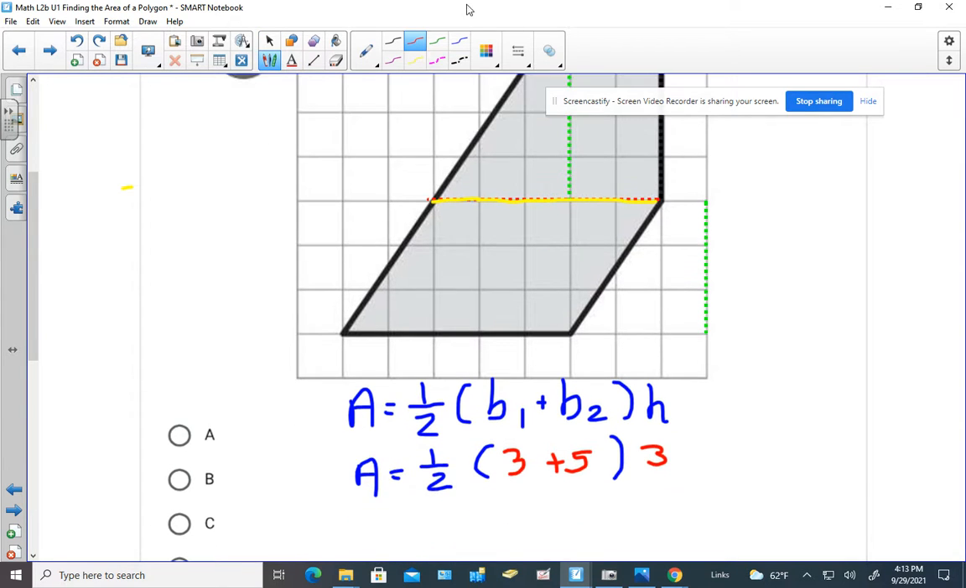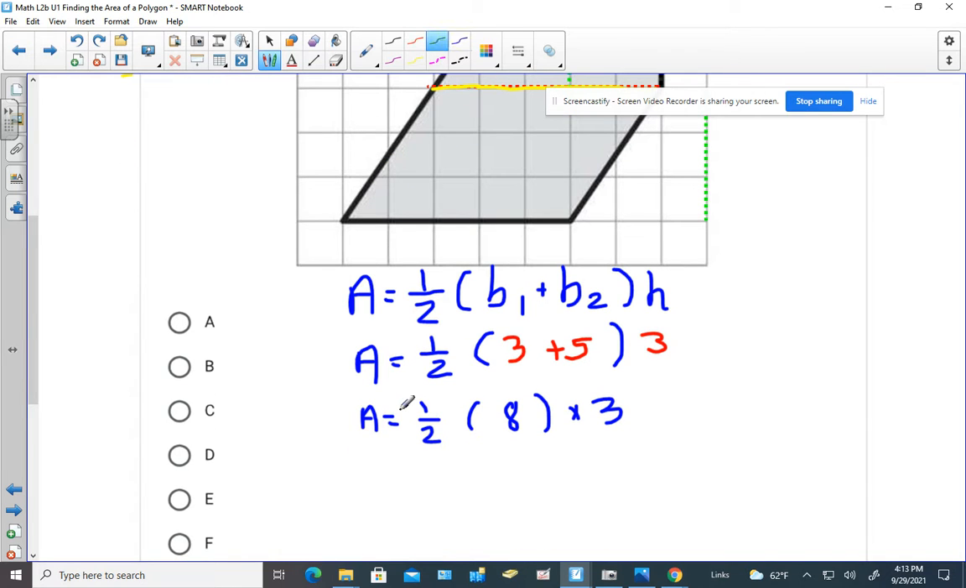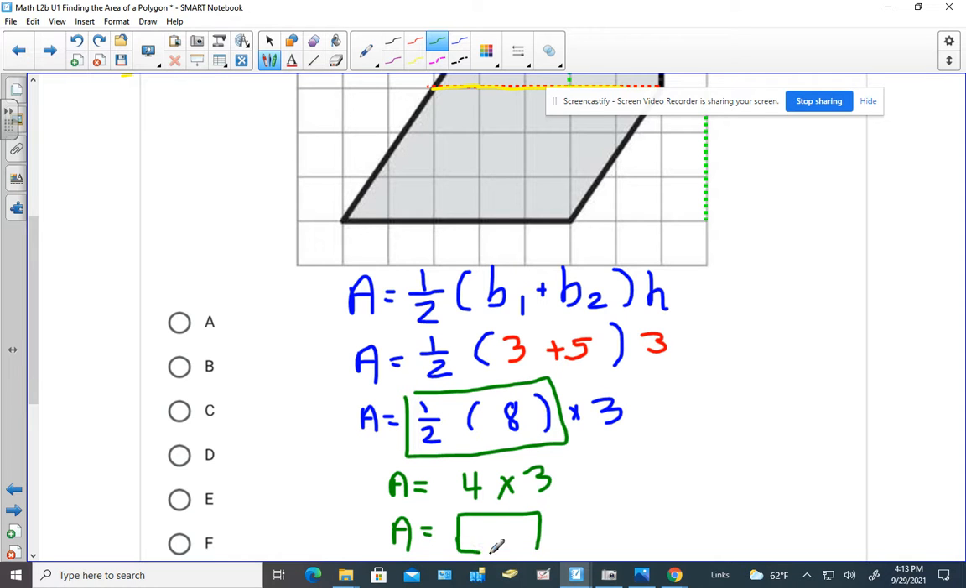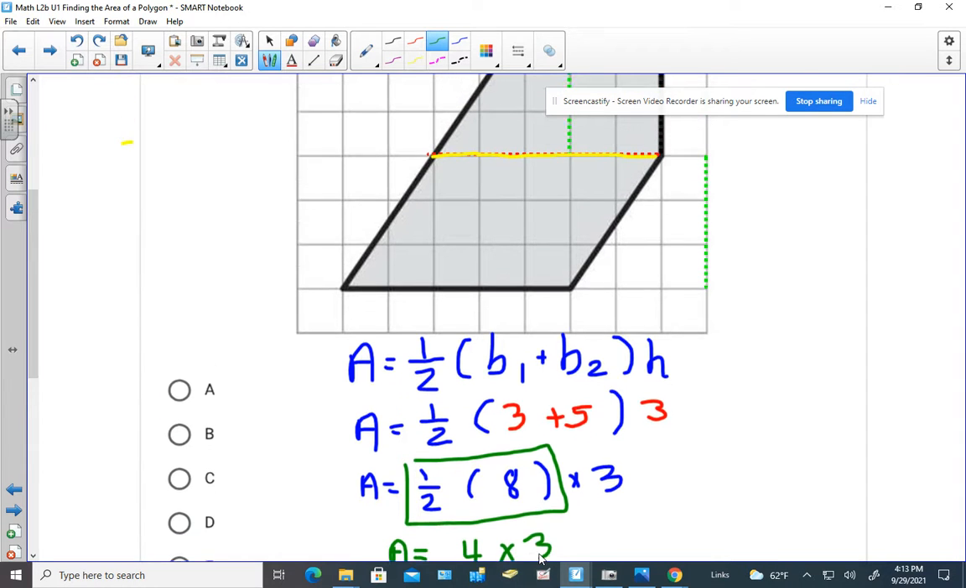All right, next we have to go ahead and add the parallel sides. So 3 plus 5 would give us 8. And then we have to multiply all this by 3. So next we're going to take half of 8, which would be 4, and we have to multiply that by 3. I believe you should be able to finish that up, and you're going to come up with the area of the trapezoid. So I'm just going to leave an empty box there, but you're going to fill that in on your piece of paper.